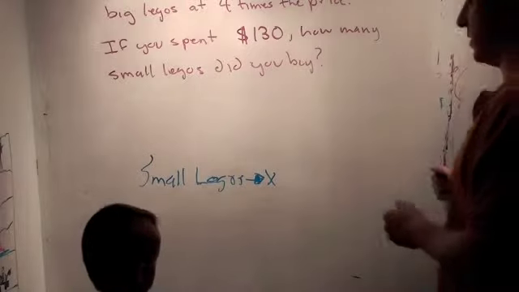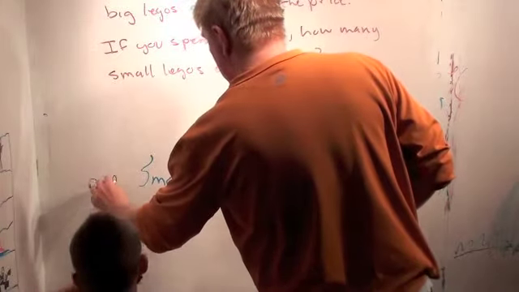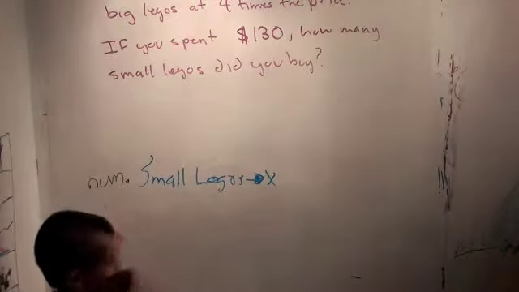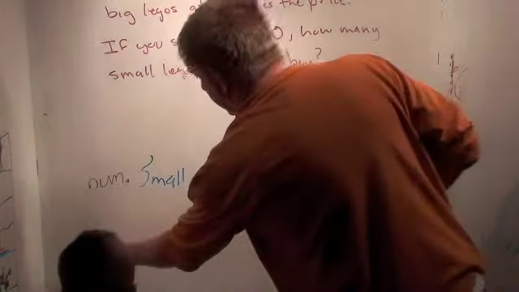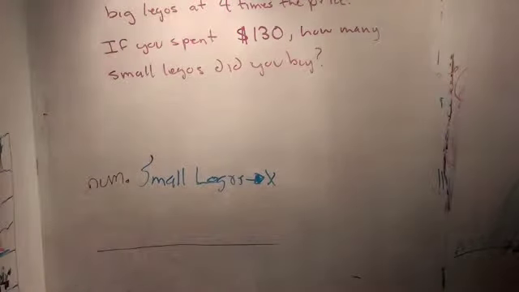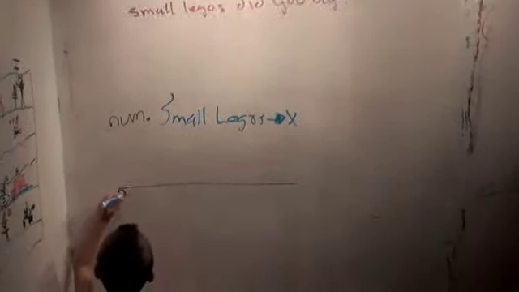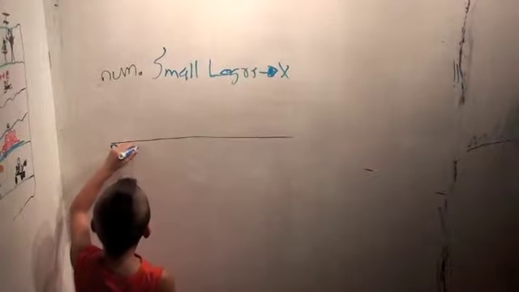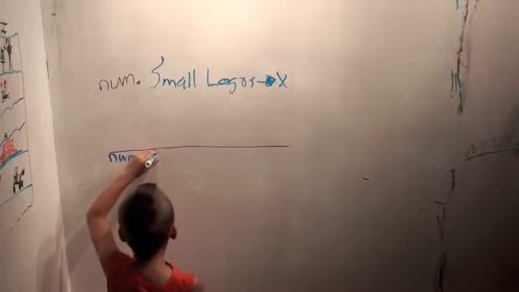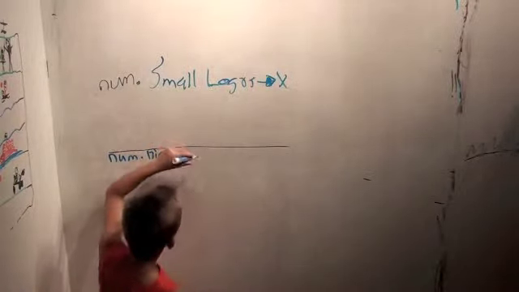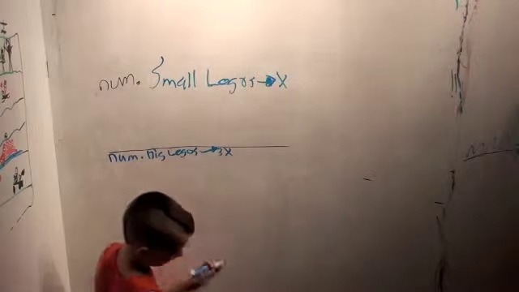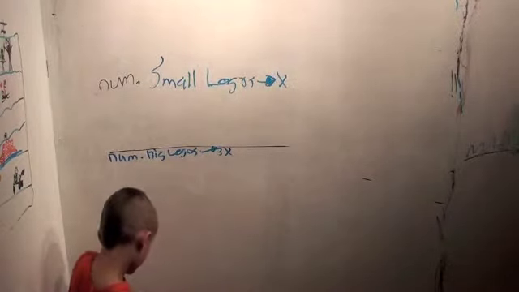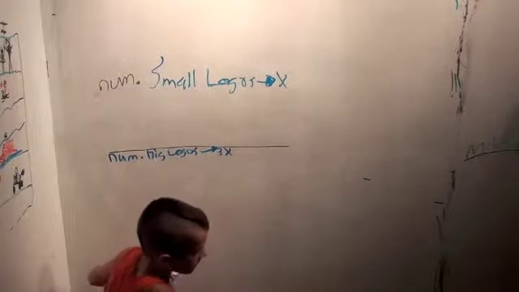So it's the number of small Legos. The number of small Legos we're going to call X, and the number of big Legos we'll call 3X. Write that down below this line, just a tiny bit below it, because we're going to have to do something else. I have to bring the camera down. The number of big Legos is 3X, because it's 3 times it. So we bought X small Legos, and that means 3X big Legos.